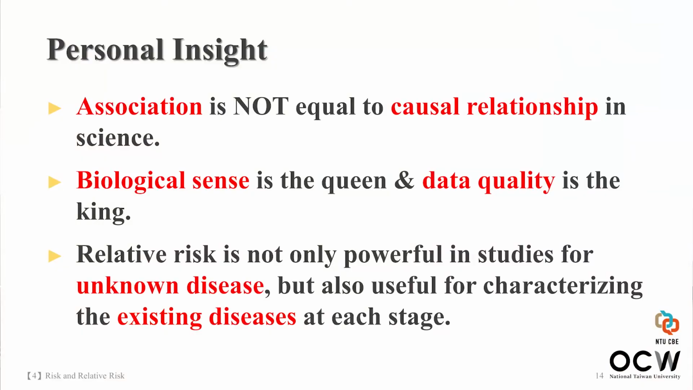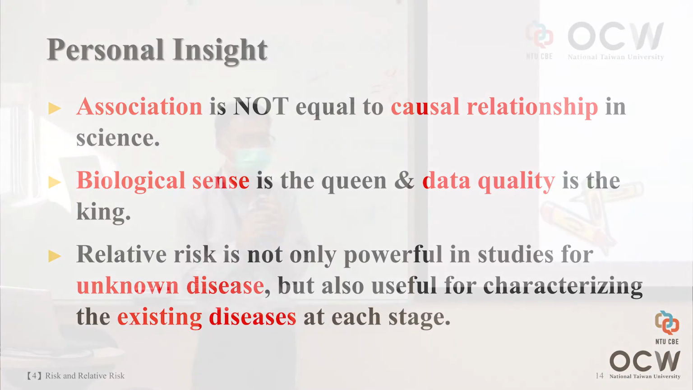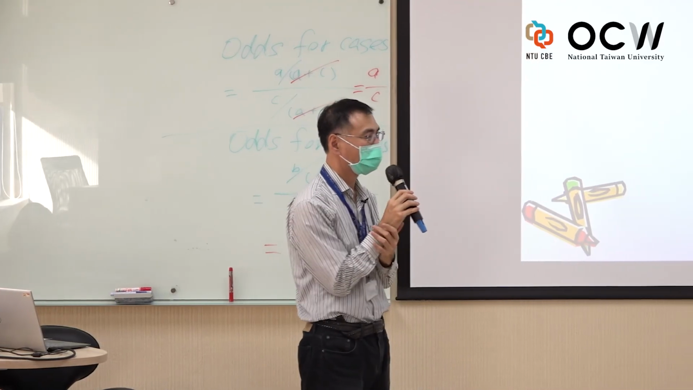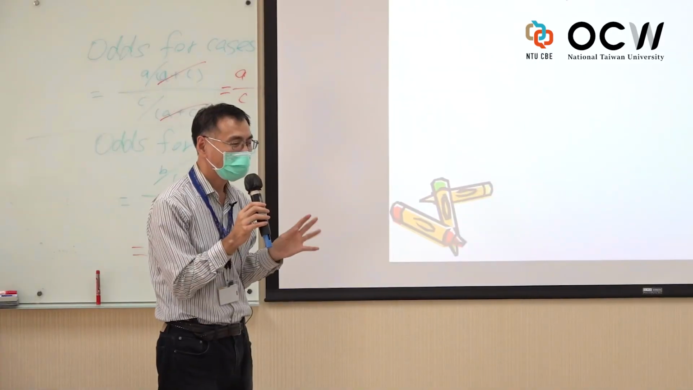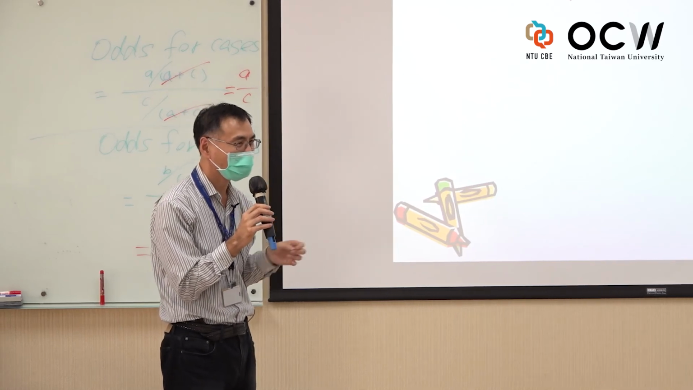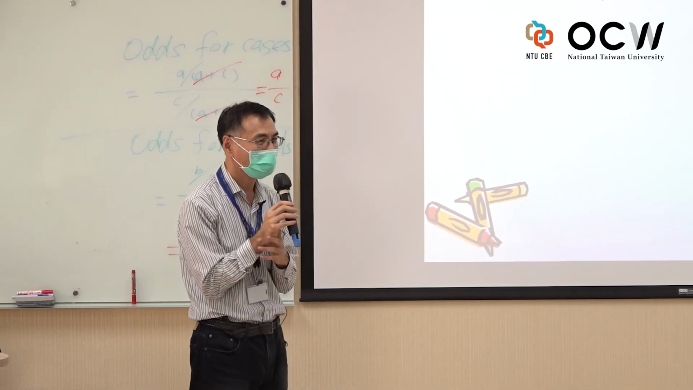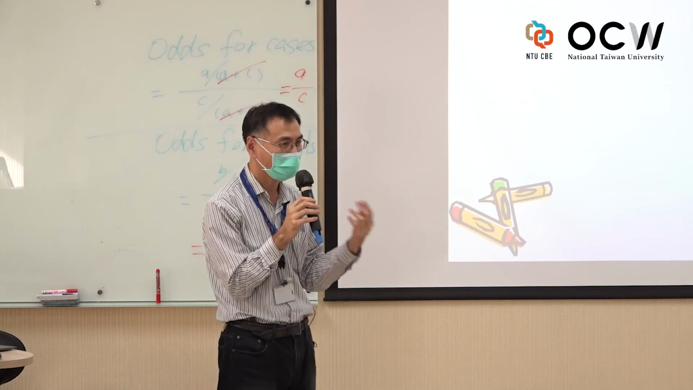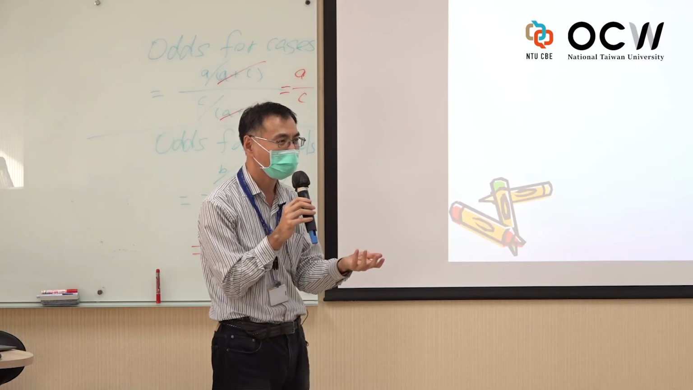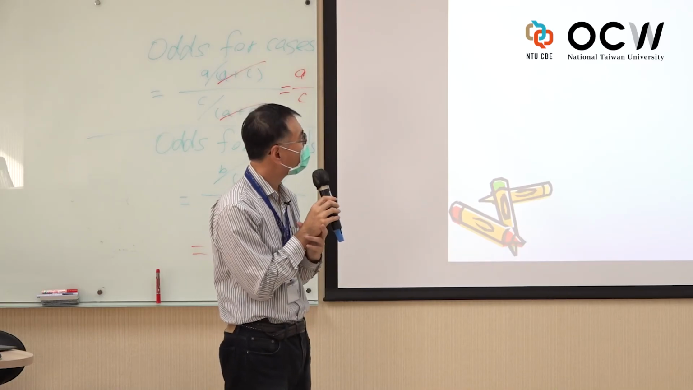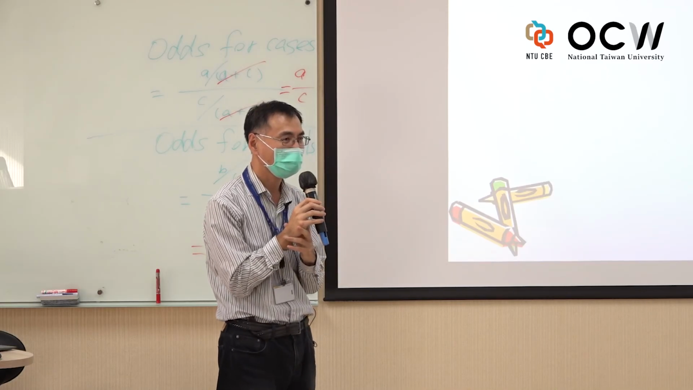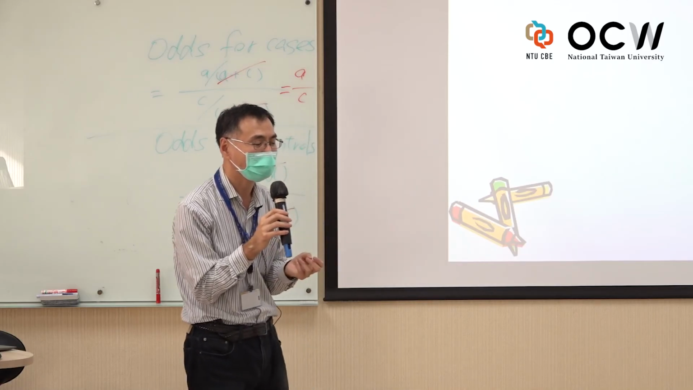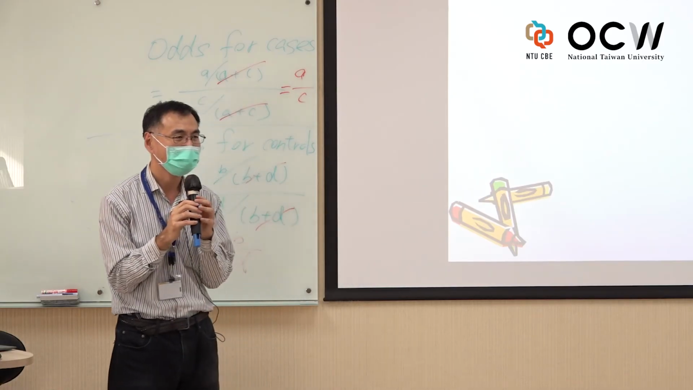Personal insight: association is not equal to causal relationship. I'm going to highlight the idea about it in a lecture next Monday. Relative risk or odds ratio or rate ratio is the tool we use to assess the association between exposure and the outcome, or disease status. But it's not equal to causal relationship in science, so you have to keep it in mind. But it's a very important piece of evidence, especially at the population level.